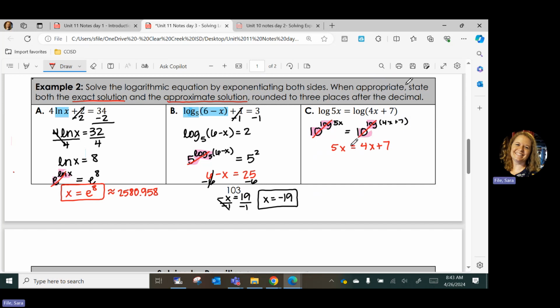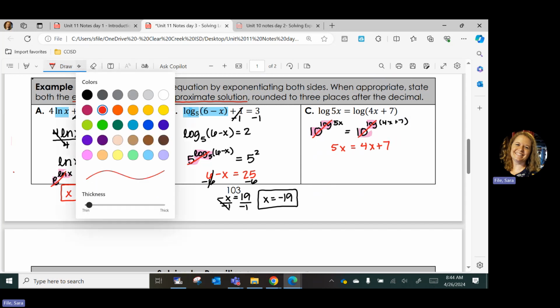I could have gone straight to this line using the one-to-one property, couldn't I have? Y'all see that? Knowing that this is a log base 10 and a log base 10, I know then that 5x must equal 4x plus 7. So again, I think this method here is pointless because it's just an extra line of work.